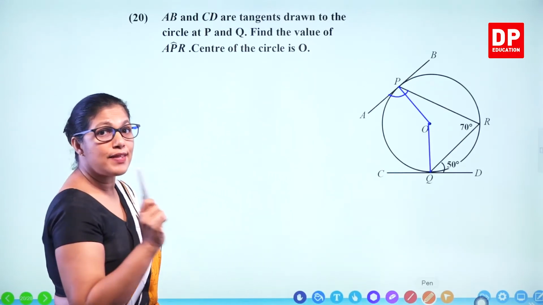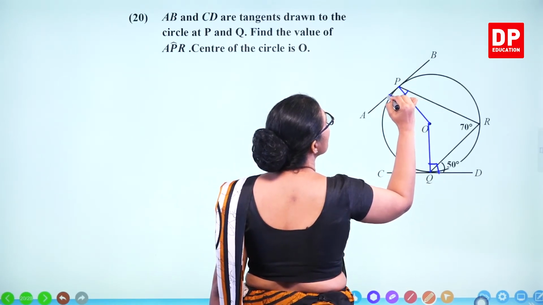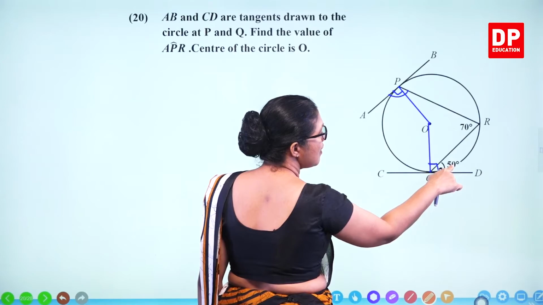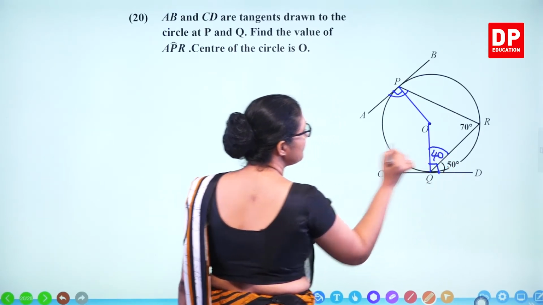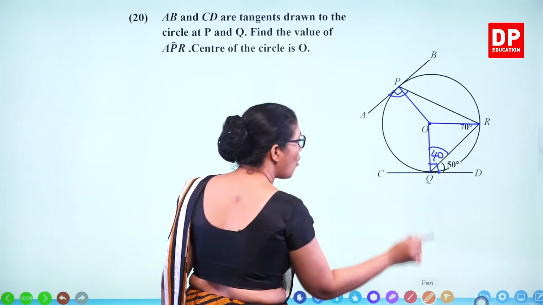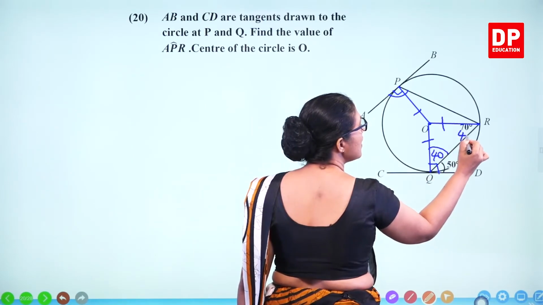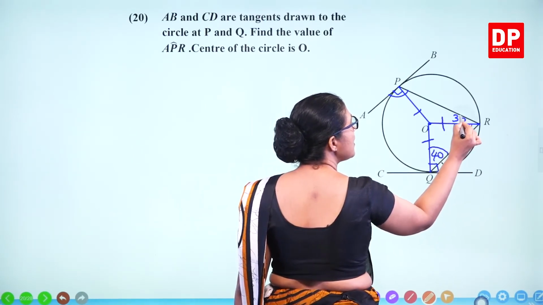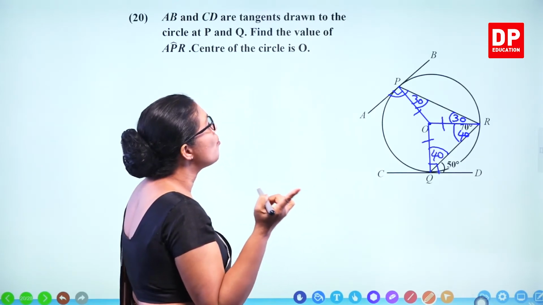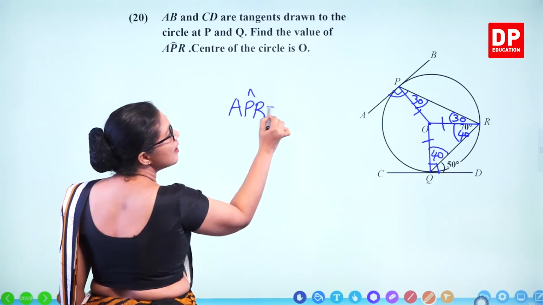We know the tangent and the radius are perpendicular. This is also perpendicular, this one. This angle is perpendicular. This is 90, this is 50, so this becomes 40 degrees. If you draw another line here, can you see an isosceles triangle, all these radii are equal. So this is 40, this is 40. The whole thing is 70, so this becomes 70 minus 40, 30. This is 30, which means this is also 30. Isosceles triangle. So what is this whole angle APR? APR is just 90 plus 30.